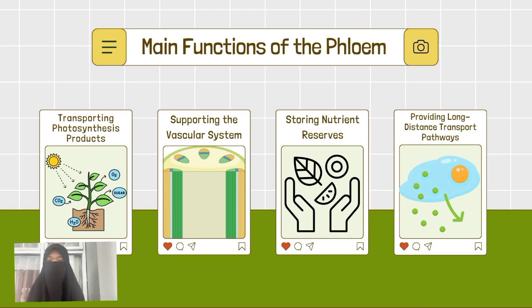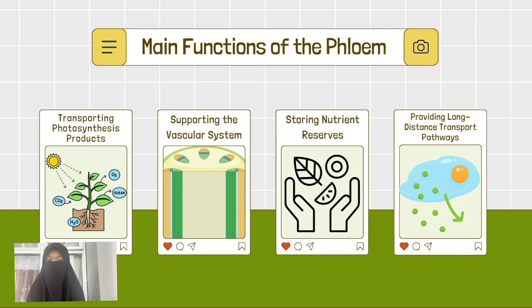And for the last function, providing a long-distance transport pathway. The phloem functions as a long-distance symplastic transport pathway, mainly for dissolved carbohydrates such as sucrose and other essential substances required by plant cells.